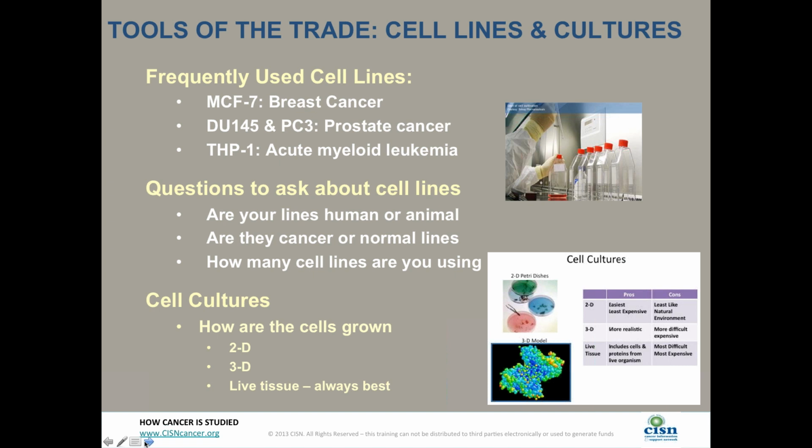We started out with 2D, and you can see from this little image that it's the easiest and the least expensive, but it's not very much like the natural environment. It's in a petri dish, in a plate. Then again, you're making inferences. We moved to 3D, and that is better, but it's more expensive. It takes more technique. It is more realistic because you've got a 3D model of what's happening in the body, but live tissue is always the best.